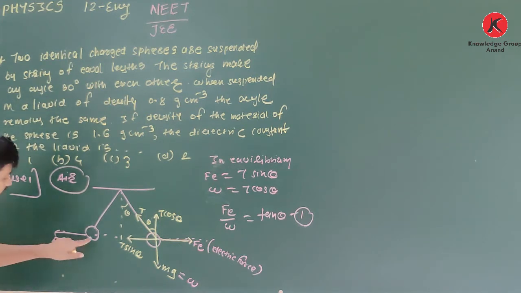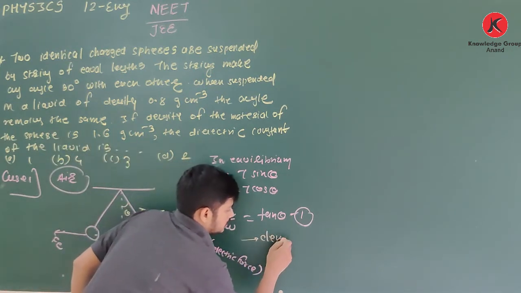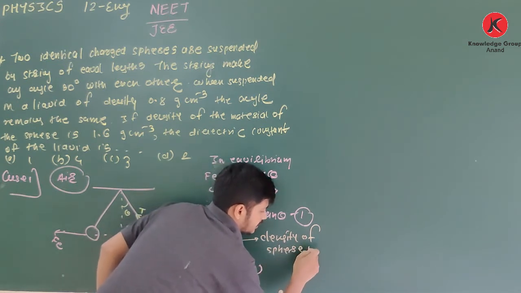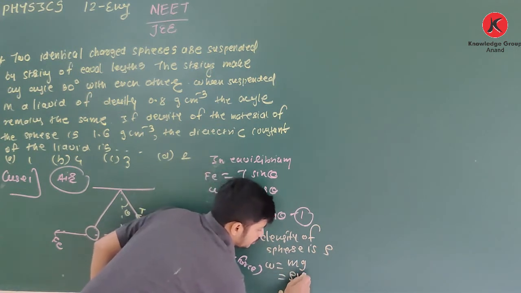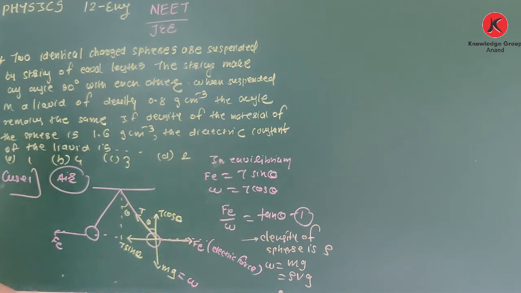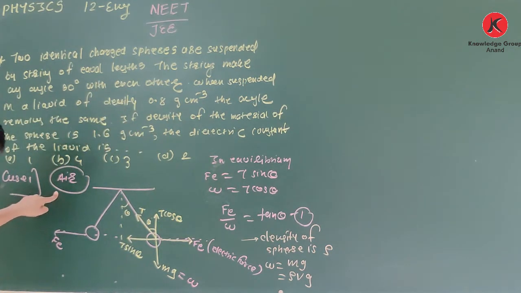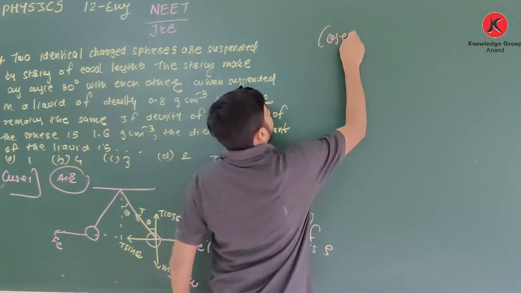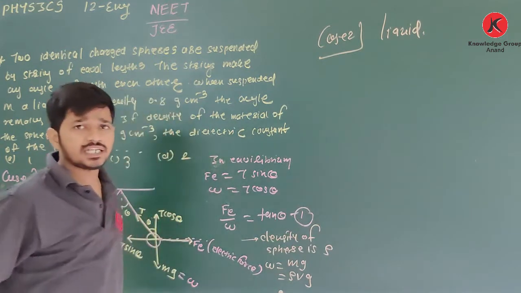Clear? Now I am assuming the density of the sphere is rho. Then I can write W is equal to mg, which is rho Vg, where V is the volume of the sphere. Any doubt? Initially, these two spheres are suspended in air. Now the same two spheres are suspended in liquid. So case 2, they are suspended in liquid.